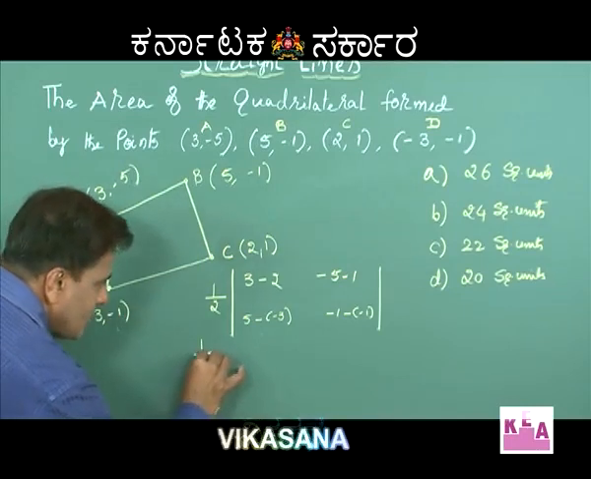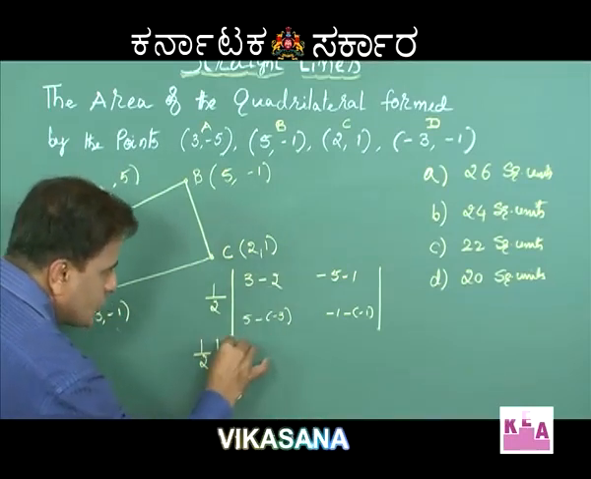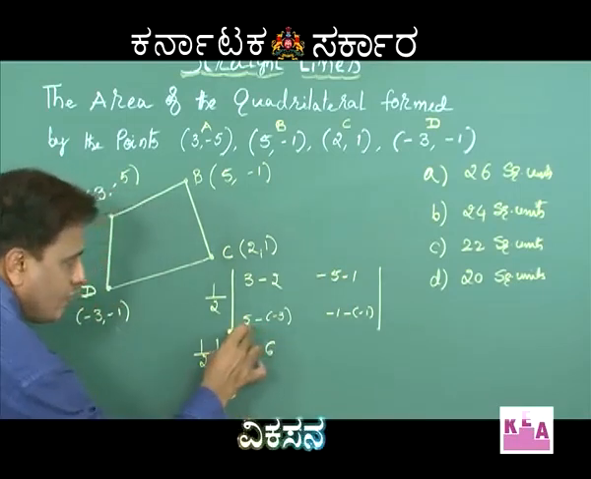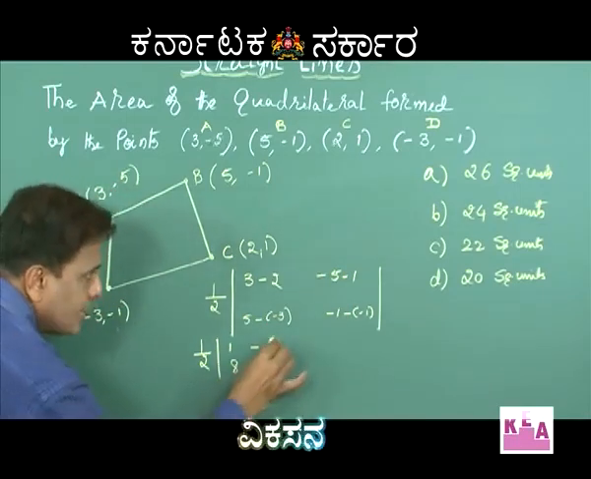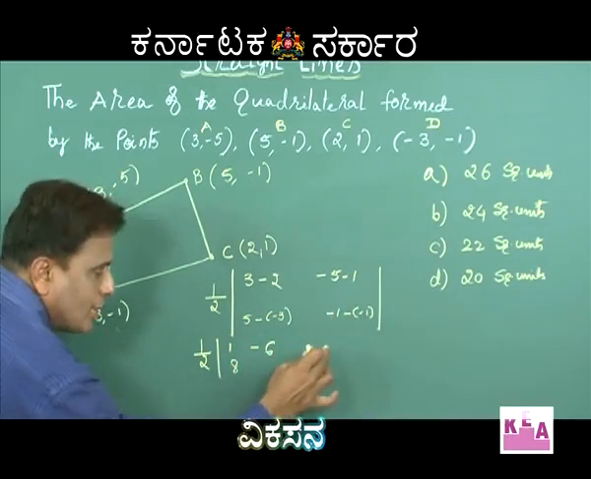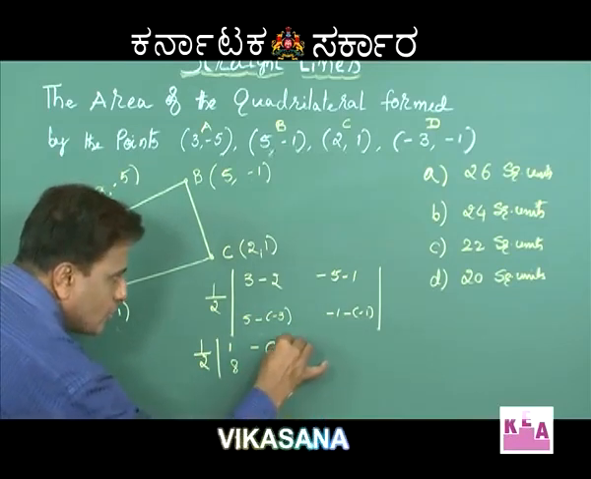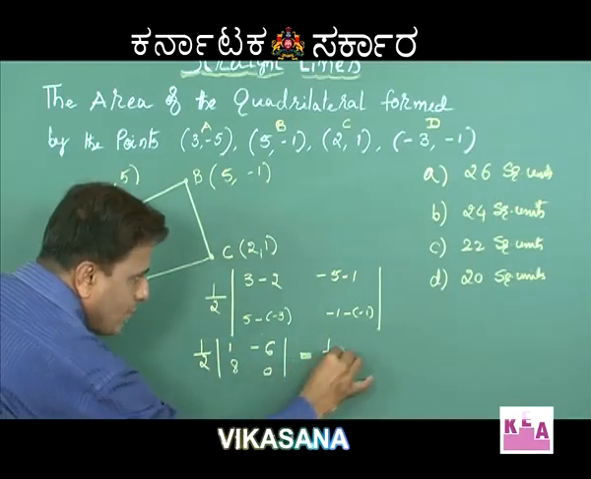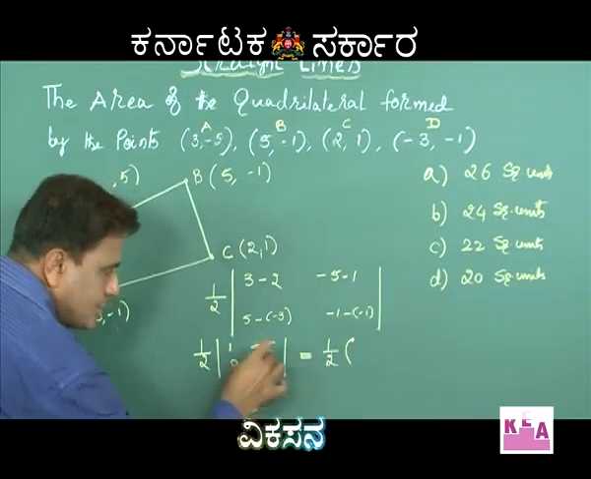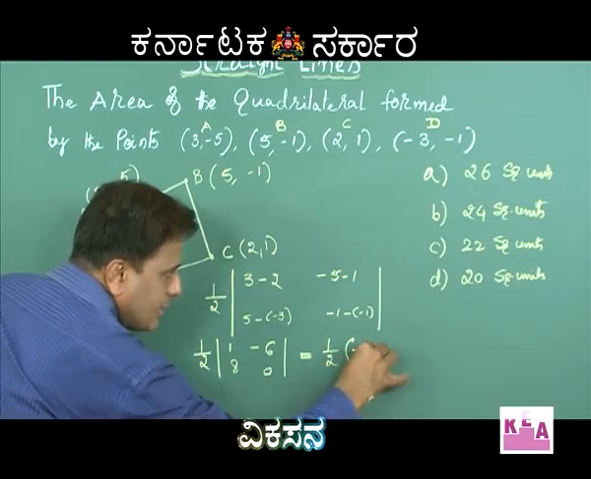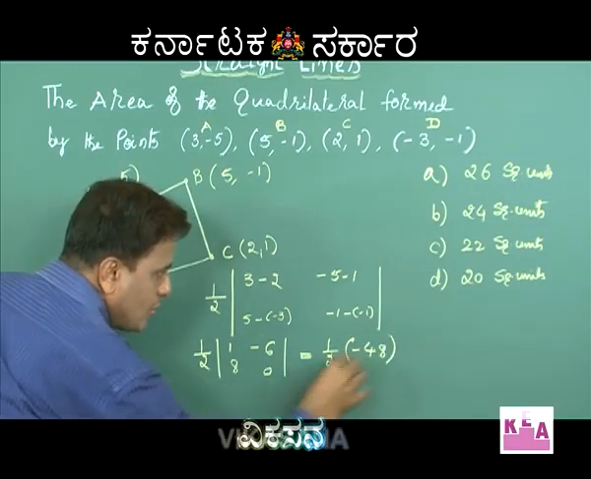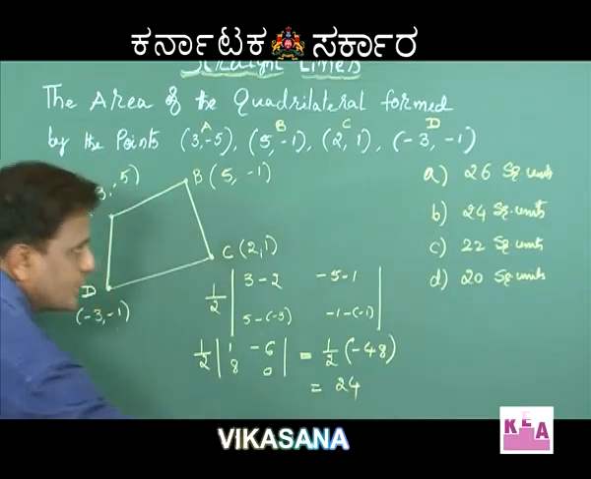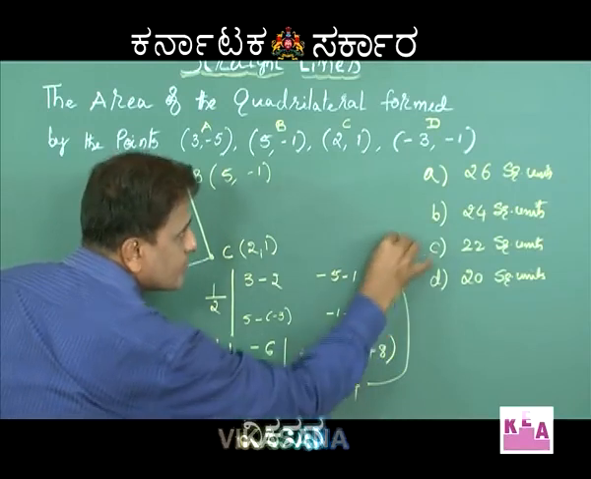Now the result is 1 by 2 times the determinant with 3 minus 2, 1 minus 5 minus 1 minus 6, and 5 plus 3 is 8, and minus 1 plus 1 is 0, minus 1 plus 1 is 0. Therefore, 1 by 2 into 8 into 6 is 48, and directly it will be equal to 24. Area is always a positive quantity. The right option is B.